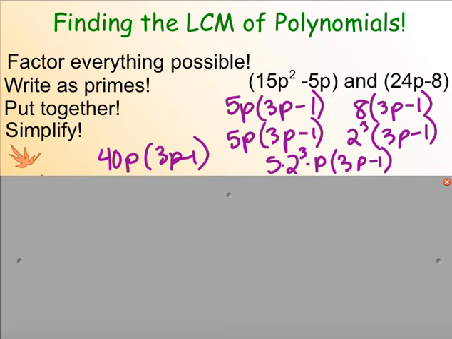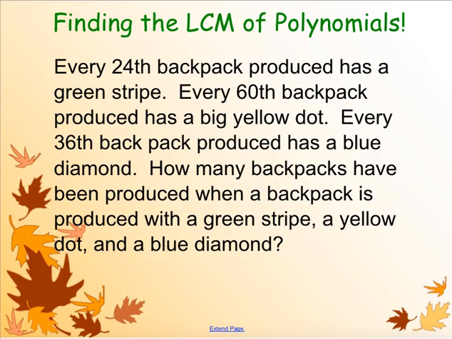All right. What this leads us to do is something like this. A lot of times you'll see least common multiple problems like this. Every 24th backpack produced a green stripe. Every 60th, a big yellow dot. Every 36th, a blue diamond. How many backpacks will have been produced until we get one with a green, a yellow, and a blue on it? And this is really just a least common multiple between 24, 60, and 36.